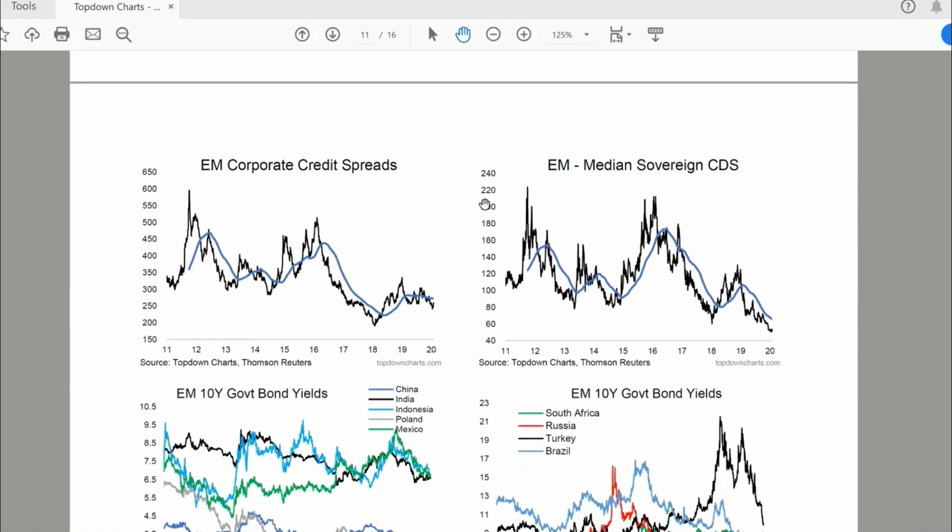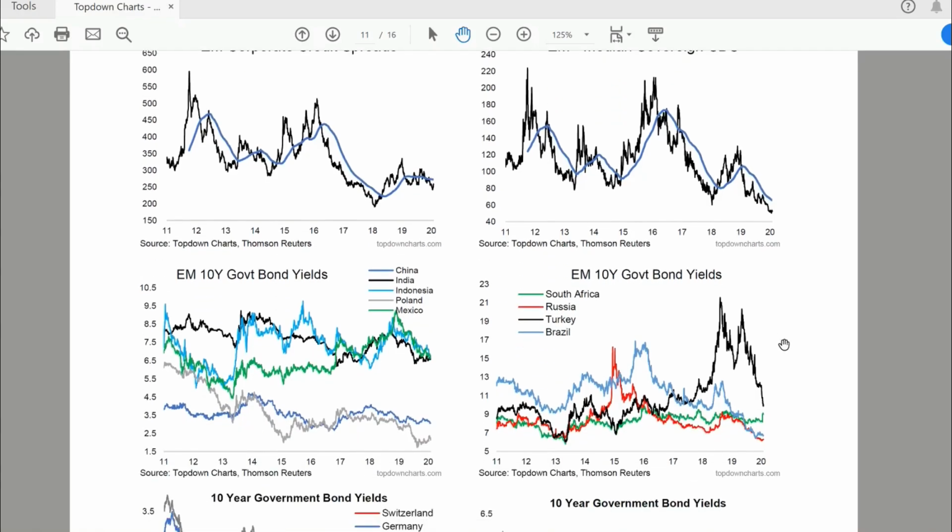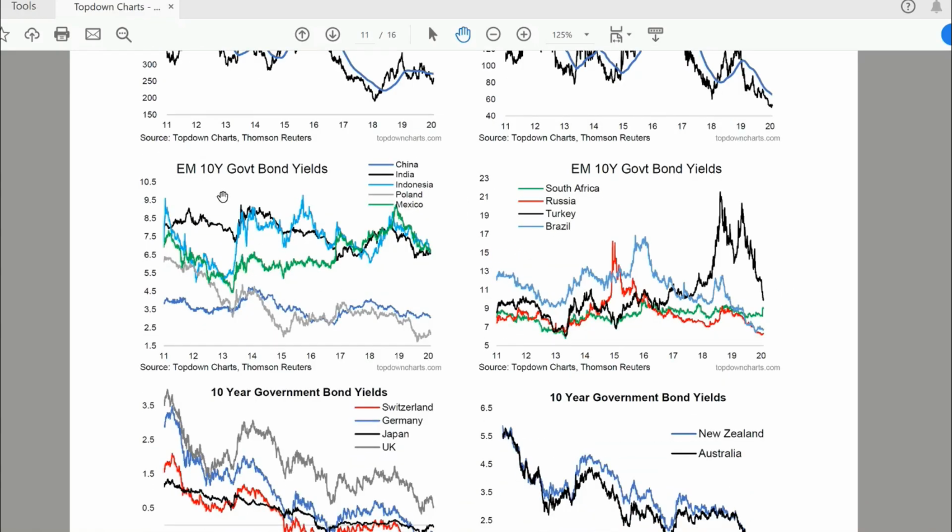Emerging market corporate credit spreads, EM median sovereign CDS, so this is the median sovereign credit default swap spread, or premium rather, across all the various countries in emerging markets. It's interesting to see how low that one's come. Then 10-year government bond yields for emerging markets, kind of split these into two charts, the lower yielding ones and the higher yielding ones on the right there.